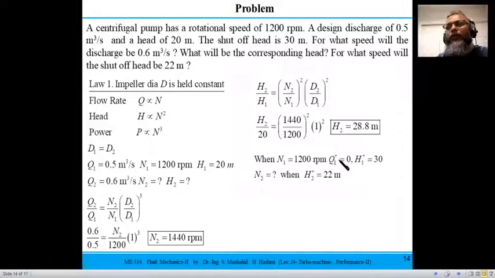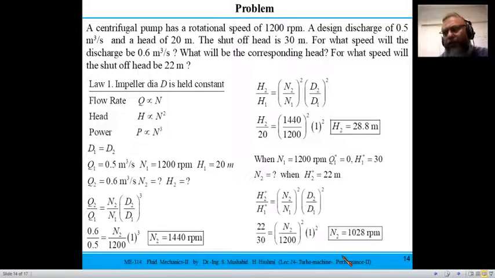It means the volume flow rate when your shut off head is 30 would be 0. The corresponding speed would be N2, and you have to work out the speed when your head is 22 meter. So for what speed will the shut off head be 22 meter? Using the expression for fixed diameter, because the diameter is the same in that case, you can easily work out the speed when your shut off head goes to 22 meter.